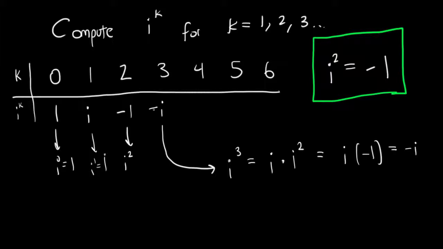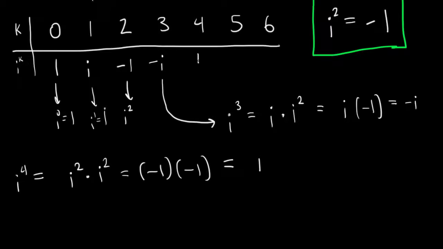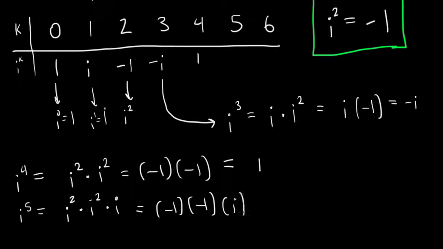If you want proof that the pattern is going to repeat, we can do that. I'll give you a bit more room so we don't keep writing all over the place. What would i to the 4 be? i to the 4 would be i squared multiplied by i squared, which would be -1 multiplied by -1, because we're using our property, and then we simply get 1. If we do i to the 5, we get i squared multiplied by i squared multiplied by i. In this case, you have -1 multiplied by -1 multiplied by i, and you get i.